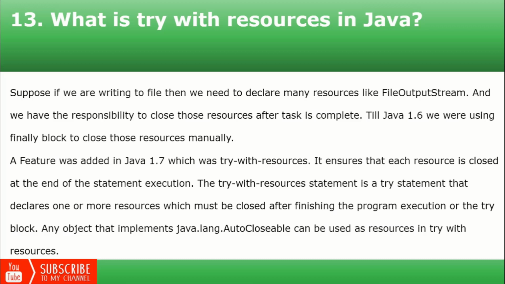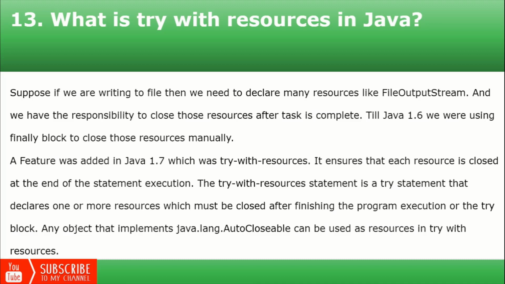With Java 1.7 a feature was added which was try with resources. It ensures that each resource is closed at the end of the statement execution or the try block itself. The try with resources statement is a try statement that declares one or more resources which must be closed after finishing the program execution or the try block. Any object that implements AutoCloseable can be used as a resource in try with resources.